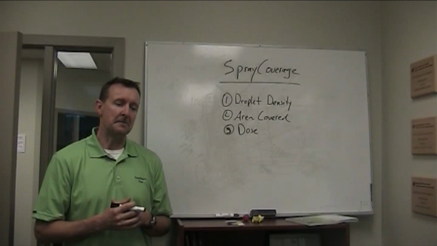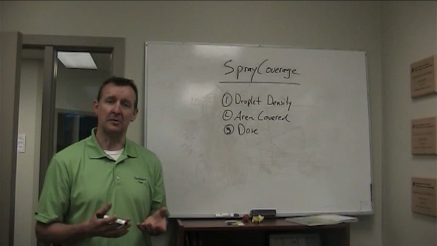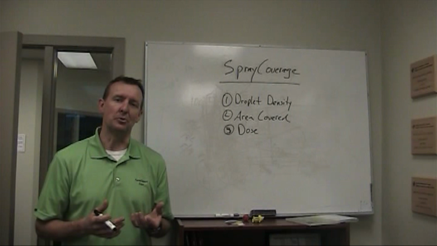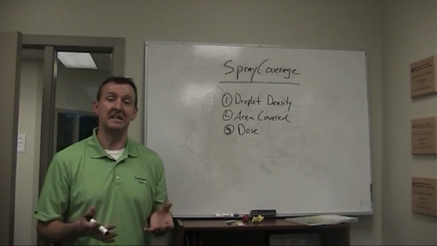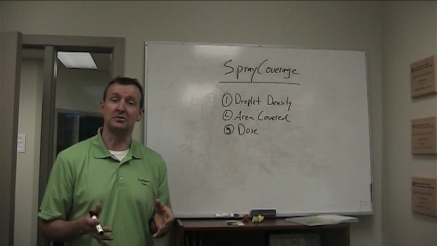So a lot of experience comes into play there, but there's a few general rules of thumb that we want to talk about. So first of all, getting good coverage is really the combination of two important things: water volume and droplet size. The more water you have, the better the coverage is going to be for any given droplet size. It makes sense. The smaller the droplet size at the same water volume, the better the coverage is going to be. Also makes sense.